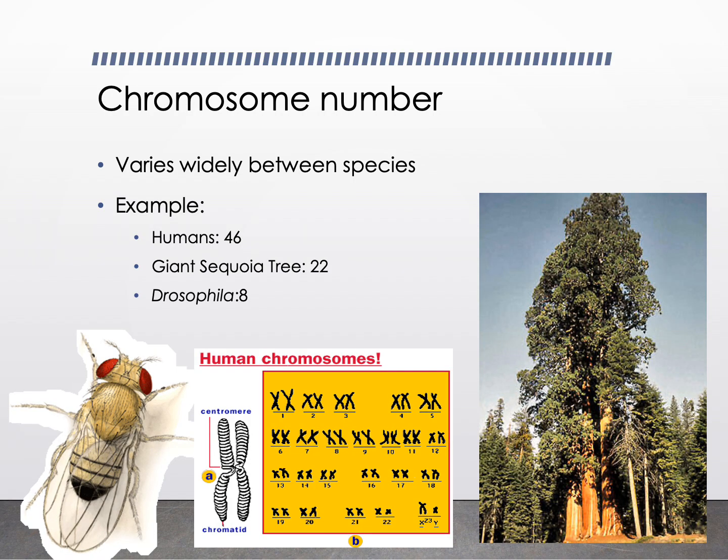The chromosome number varies between different species, in other words, between different organisms. Humans have 46 chromosomes. You guys need to know that. Mark it, highlight it, something. You need to know that humans contain 46 chromosomes. The giant sequoia tree contains 22 chromosomes. And then our little fly down here, he contains 8 chromosomes. So every species has a different number of chromosomes.